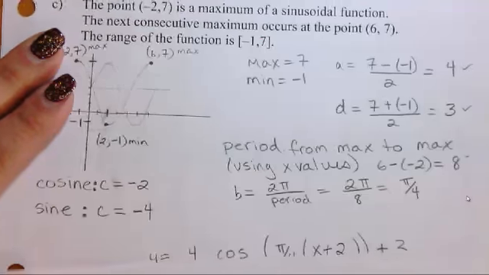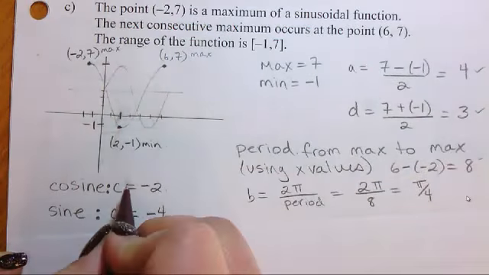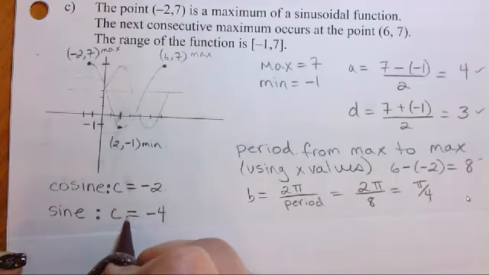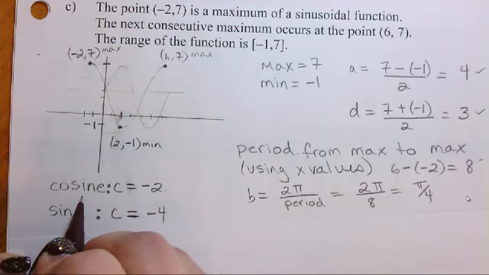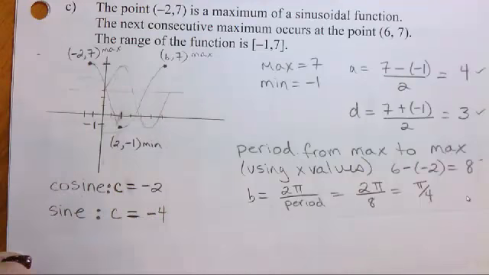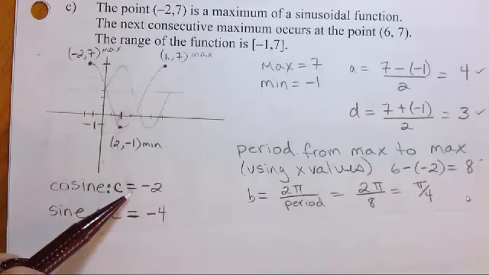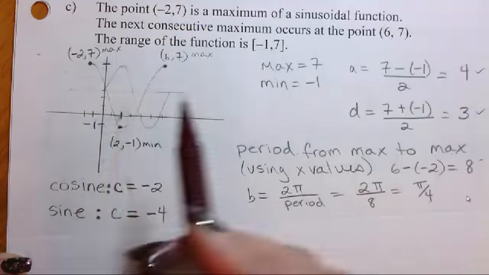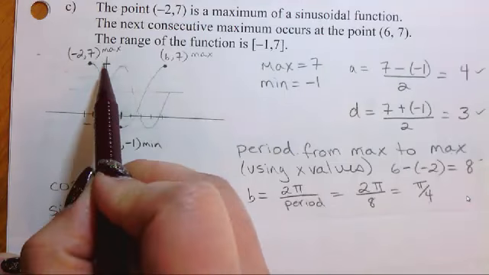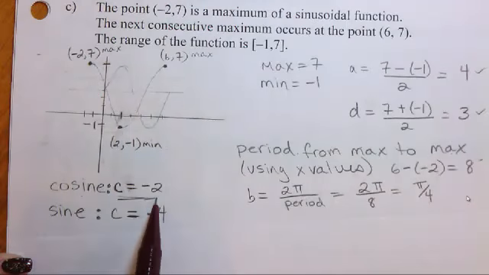Now here comes the part that kind of hurts my brain a little bit. I hope it doesn't hurt your brain as much. So we're looking for the phase shift. Here, C, for cosine, I'm starting here. I've got my max there. So that's why my cosine C value is -2. Originally, let's say it would start up here, but instead it shifted that way, so that's why I have that.